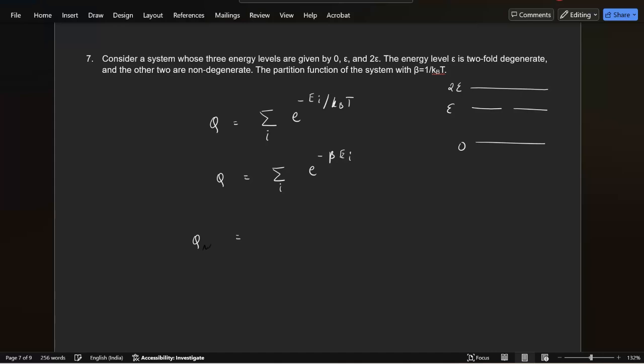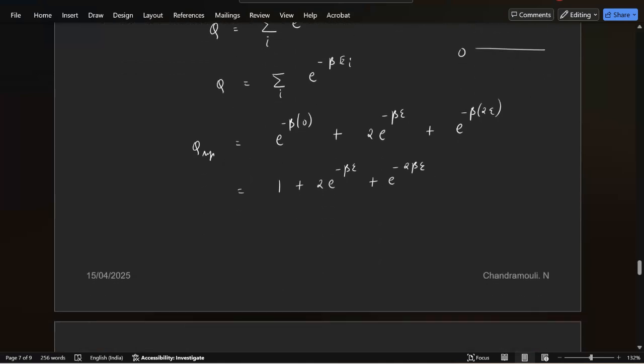The partition function for the system is going to be equal to e to the minus beta times the first energy level, which is energy 0, right? So we'll just put the 0, plus the second energy level is epsilon, but it has 2, so multiply it by 2 e to the minus beta epsilon, plus e to the minus beta 2 epsilon. So this is 1 plus 2 e to the minus beta epsilon plus e to the minus 2 beta epsilon.